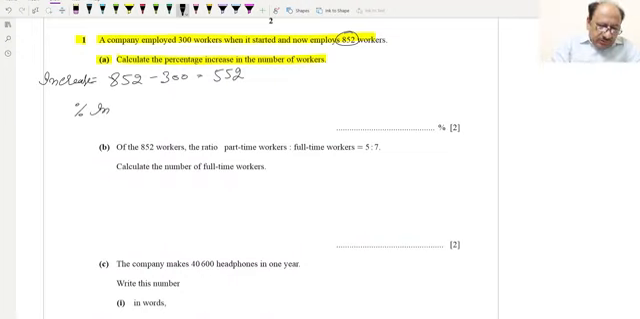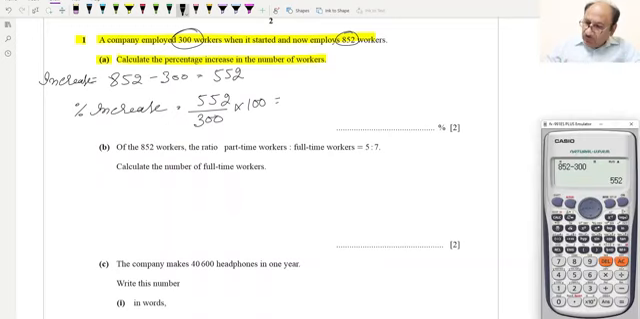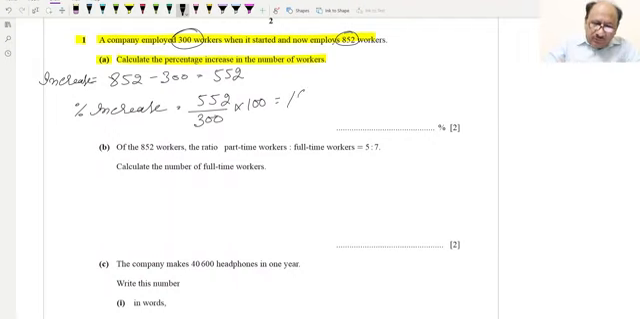Now percentage increase: 552 is the increment against the original one, which is 300. So multiply by 100 for percentage: 552 over 300 multiplied by 100 is equal to 184%. So 184 will be our answer. The percentage symbol is already there. This is 2 marks.